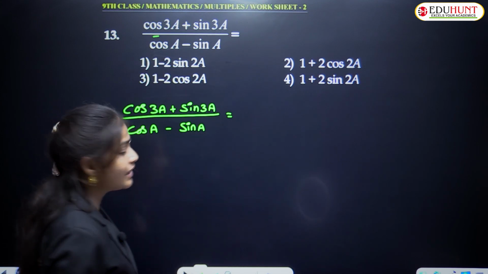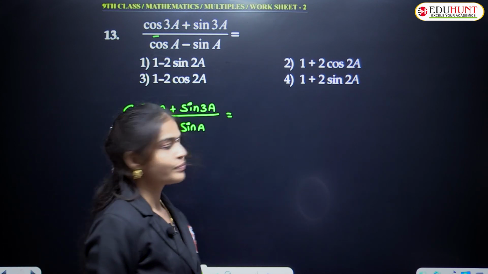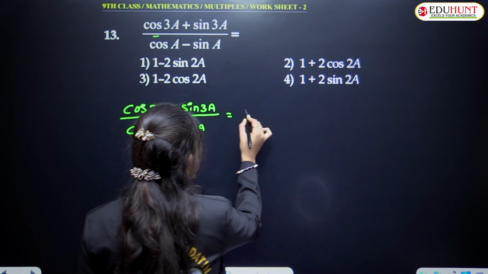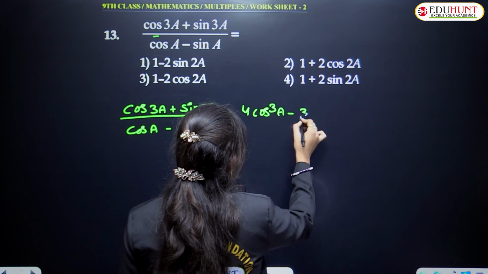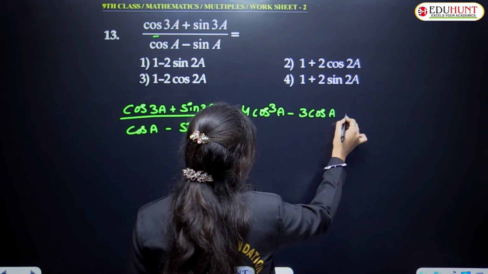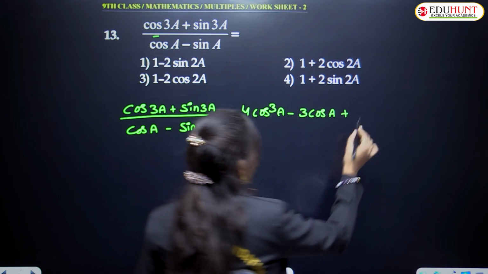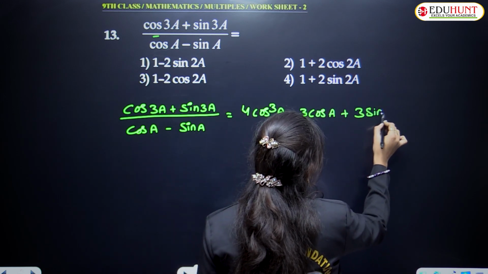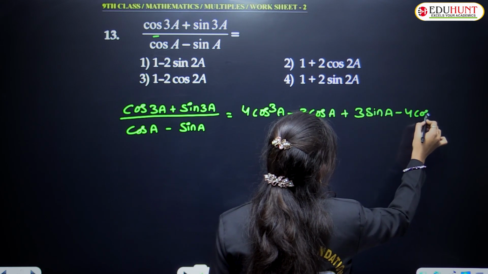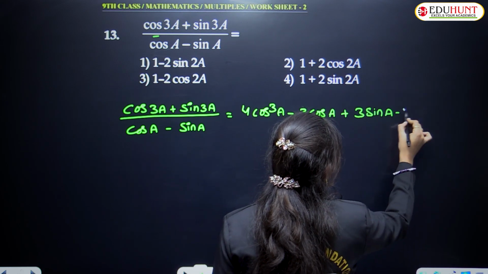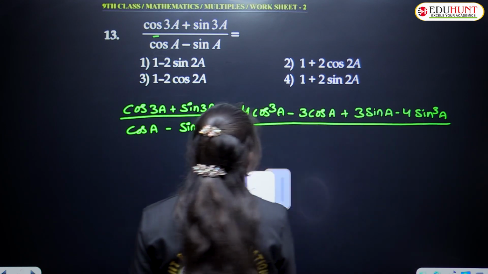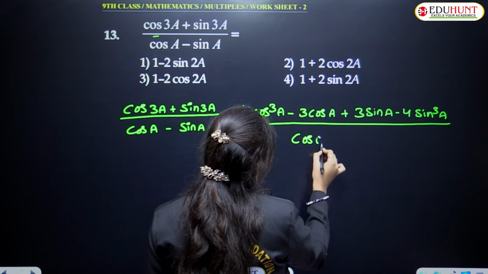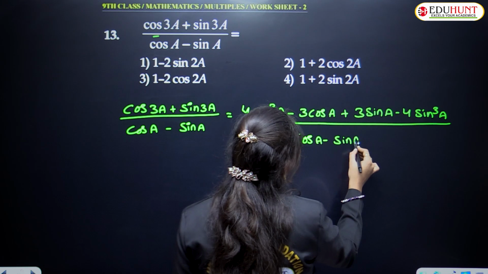Just write the formulas first. Cos 3a formula is 4 cos cube a minus 3 cos a, plus sin 3a, which is 3 sin a minus 4 sin cube a, the whole divided by cos a minus sin a.